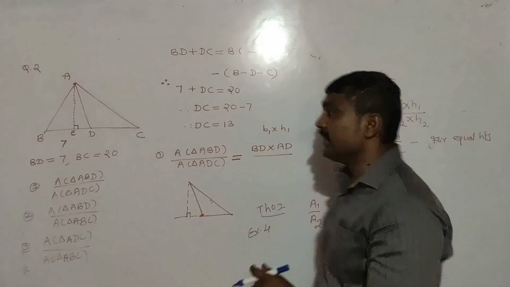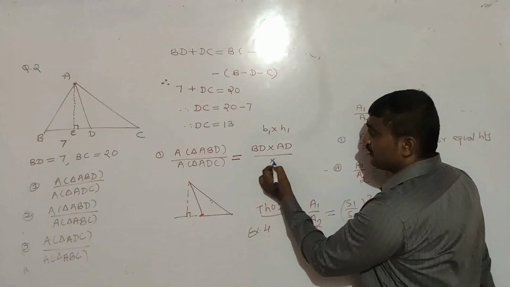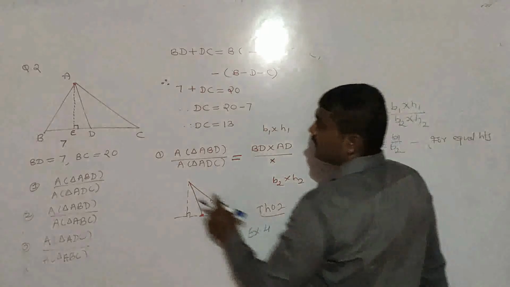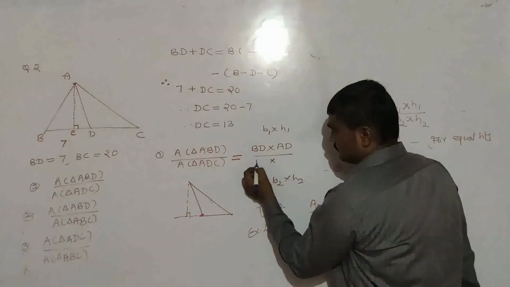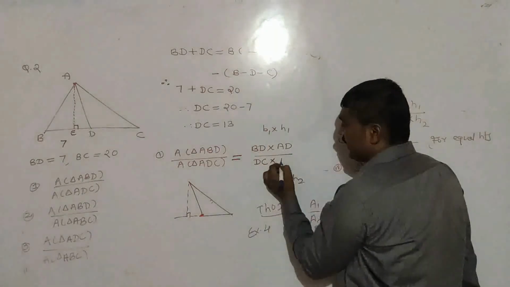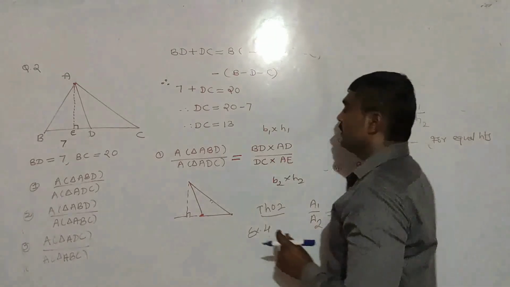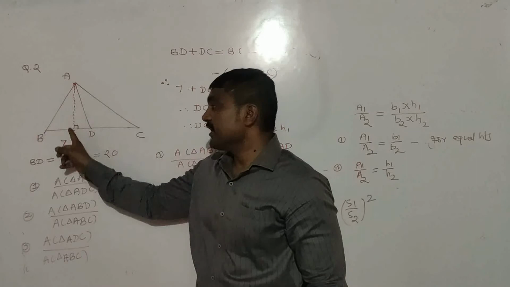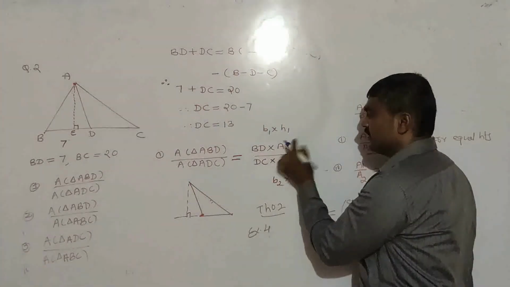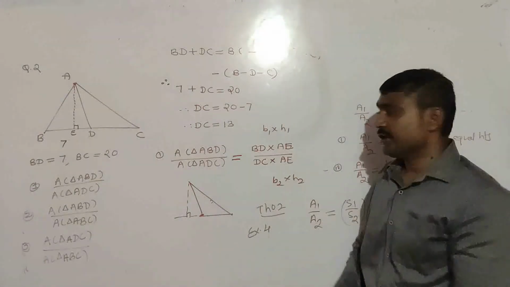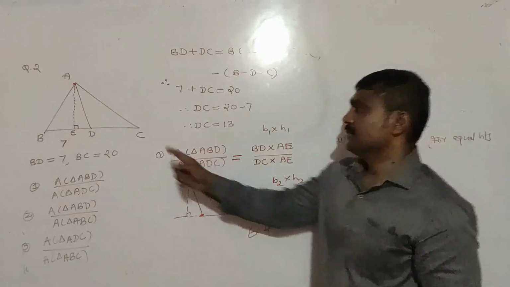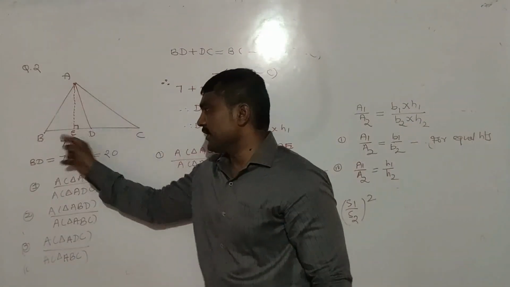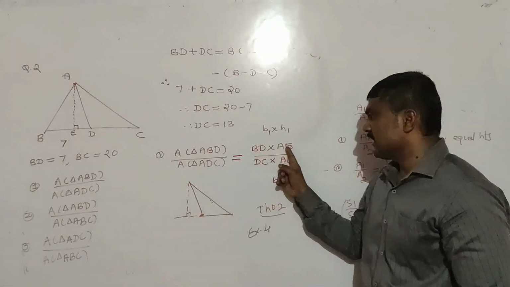Understood? Which is the height? We want B2 into H1. What is base? Base is BC, and then height is AE. And sorry, in given problem, BD is base and which is the height? Height is AE. Now I have written by mistake BD. You can check again. ABD. Base is BD, height is AE. BD is base, height is AE.